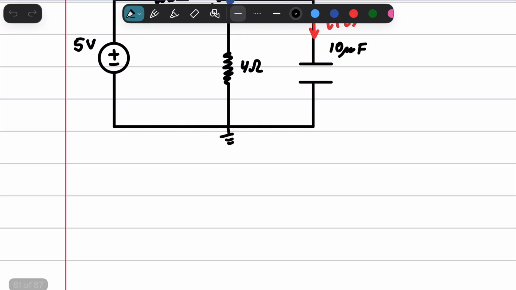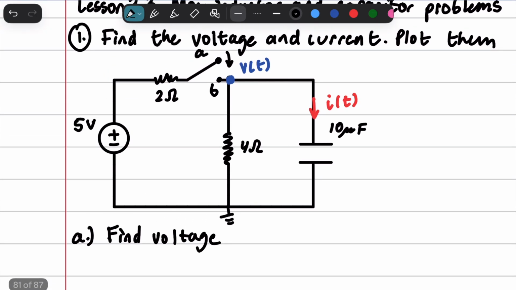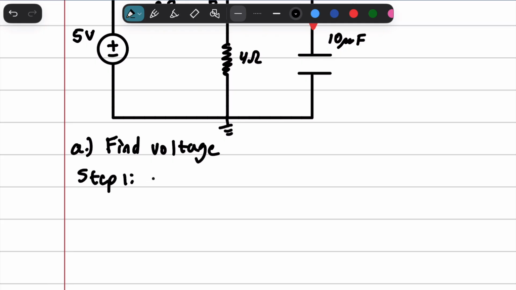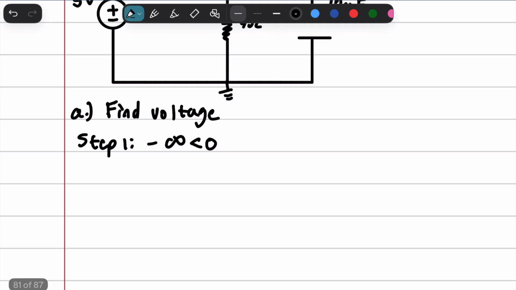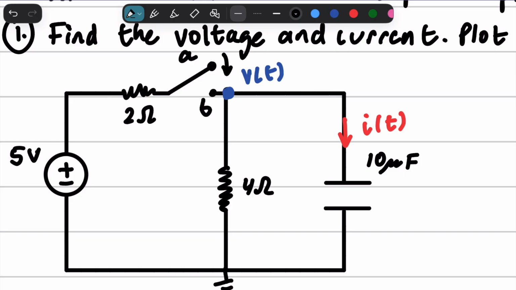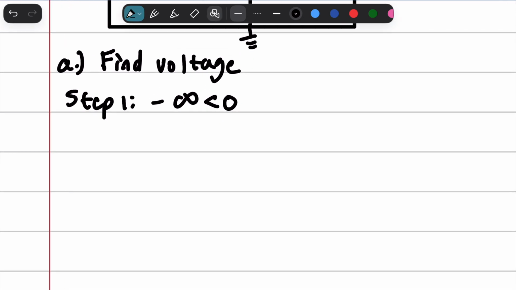I think that's easiest. To find the voltage, we are going to have to apply our transient analysis, which is step 1, from negative infinity to 0. And we're going to go ahead and draw that circuit. So let's look at this. At negative infinity, right, we are open, okay? So this whole portion right here is disconnected because we are at point A, okay? So it's just going to look like this.